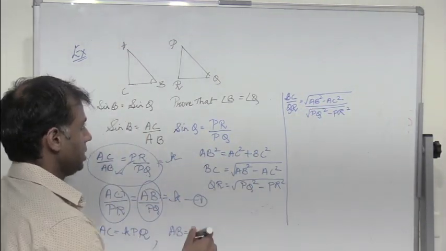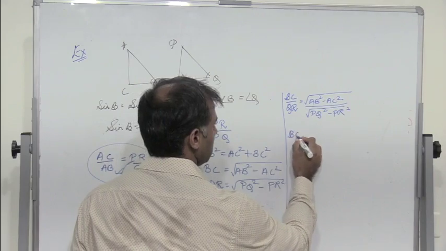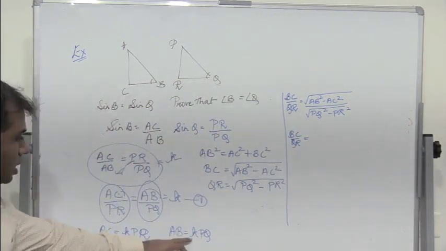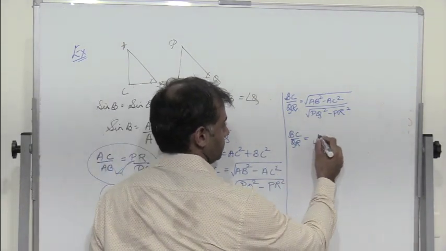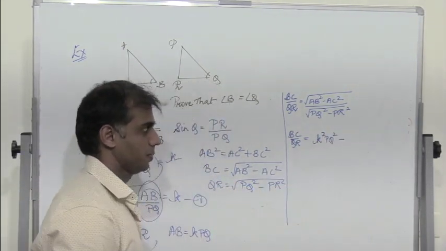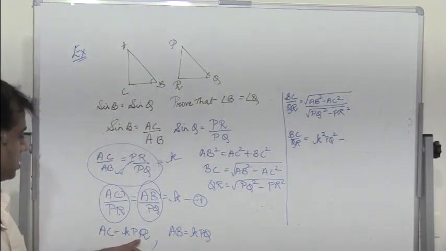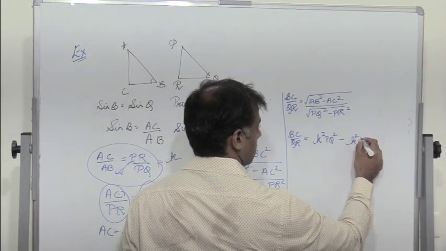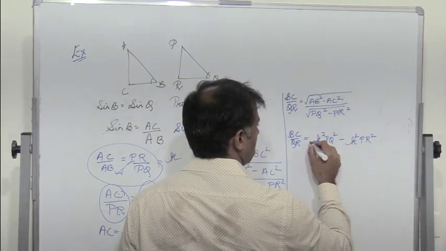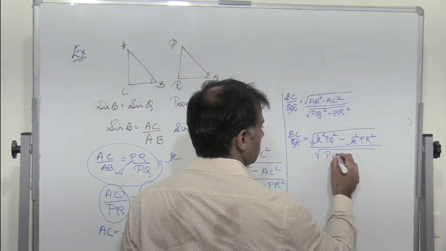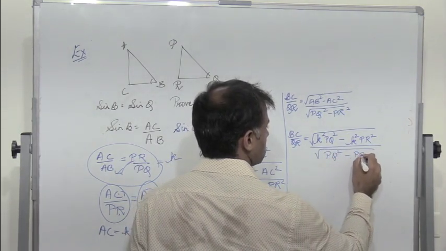Very simple. So let me substitute these values for AB and AC here. So I have BC by QR. What is that equal to? What is AB? AB is K PQ. K square PQ square minus AC square, which is K square PR square, the whole root divided by root of PQ square minus PR square.